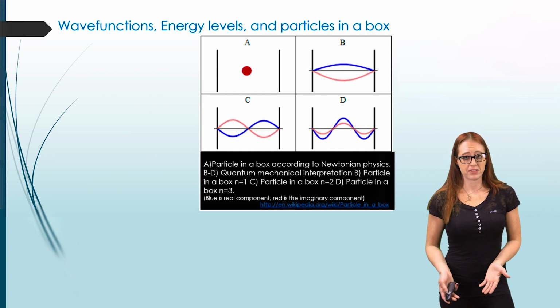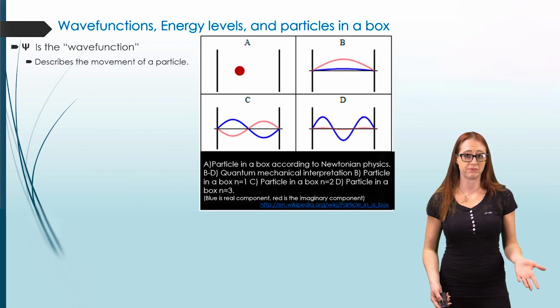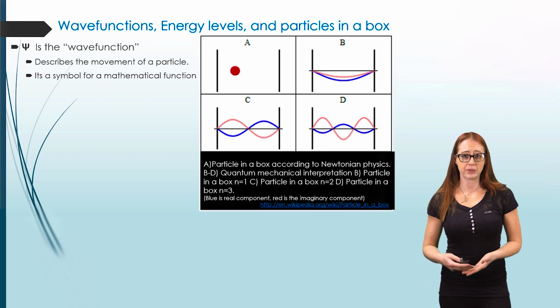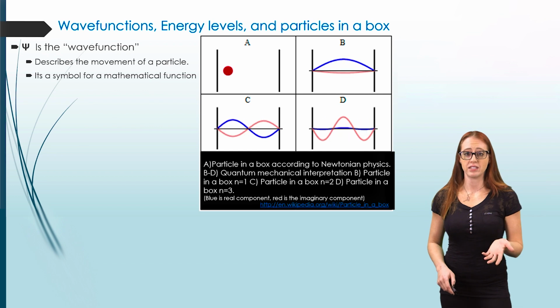Now, if these are waves, then that means that we should be able to describe them by an equation. And in fact, we can. This equation is called a wave function and is the equation that describes the movement of a particle. We use the symbol psi to denote this equation.